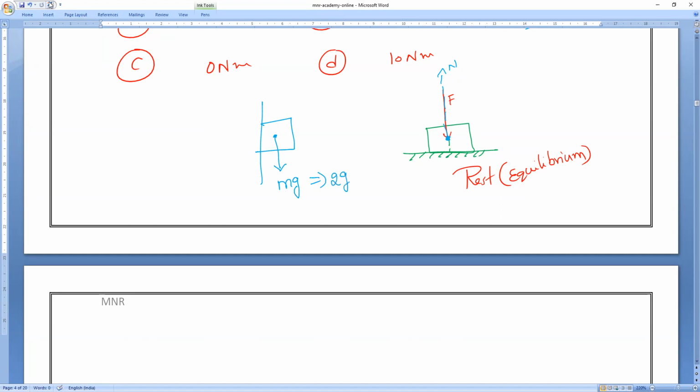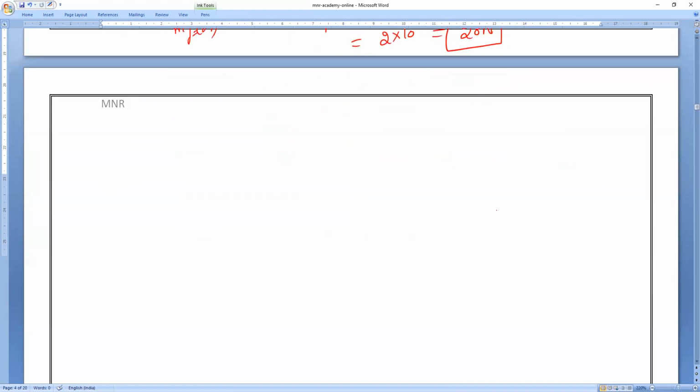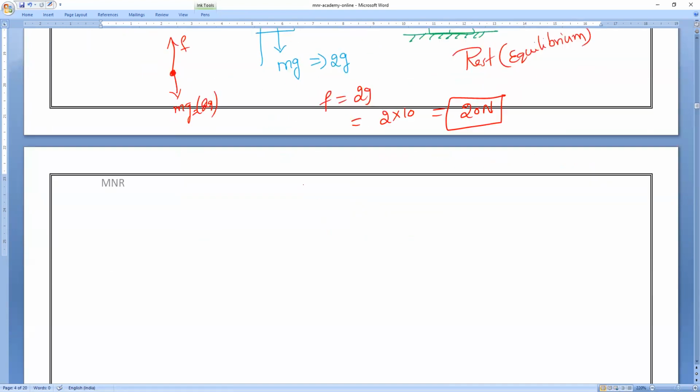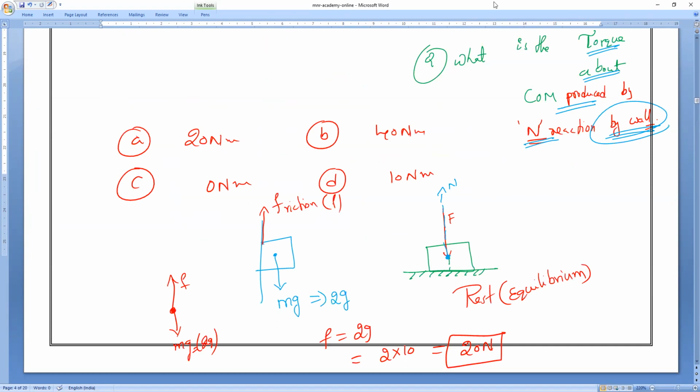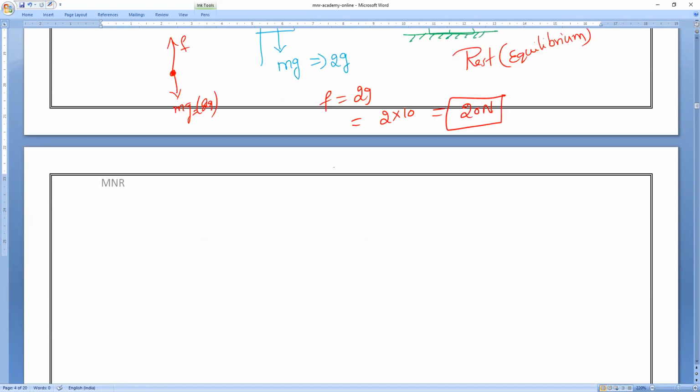Now, if the weight of the body is acting downward, the force of friction is acting in which direction? Upward. So if I draw the free body diagram, F is upward and the weight of the body, which is 2g, is downward. So F equals 2g. The value of g is 10, so 2 into 10 equals how much? The force of friction is 20.